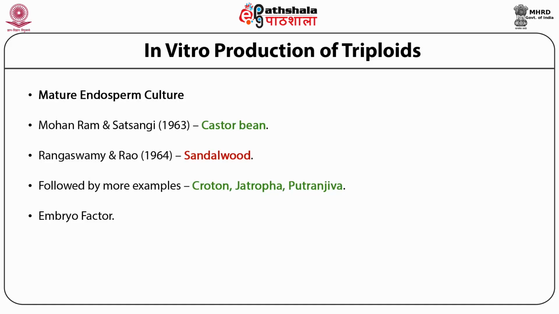And after some time, when the endosperm has started to proliferate, this embryo can be removed, which suggests that the embryo provides certain factors which are necessary to induce divisions in the mature cells of the endosperm. And it was later shown that this embryo factor can be substituted by gibberellic acid.